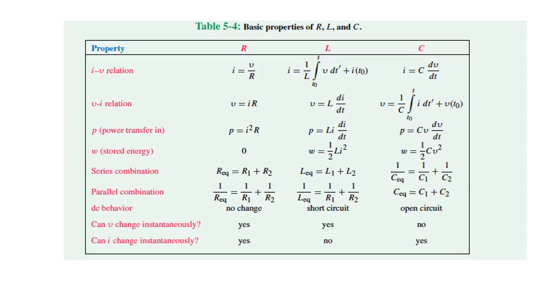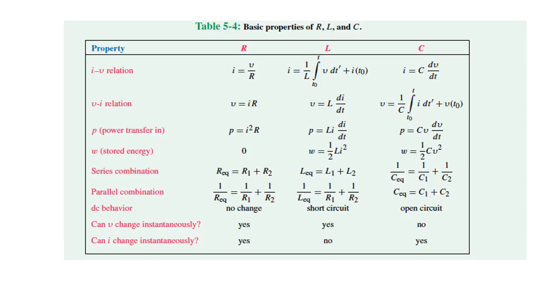And finally, these are the basic properties of R, L, and C circuits, and this is probably the most important slide on this page. If we look at the top, we have our current-to-voltage relationship. For resistors, V equals IR, or I equals V over R, which is the one we've been looking at the entire time. That can be rearranged into the V of I equation, V equals IR. So Ohm's law can be written two different ways.